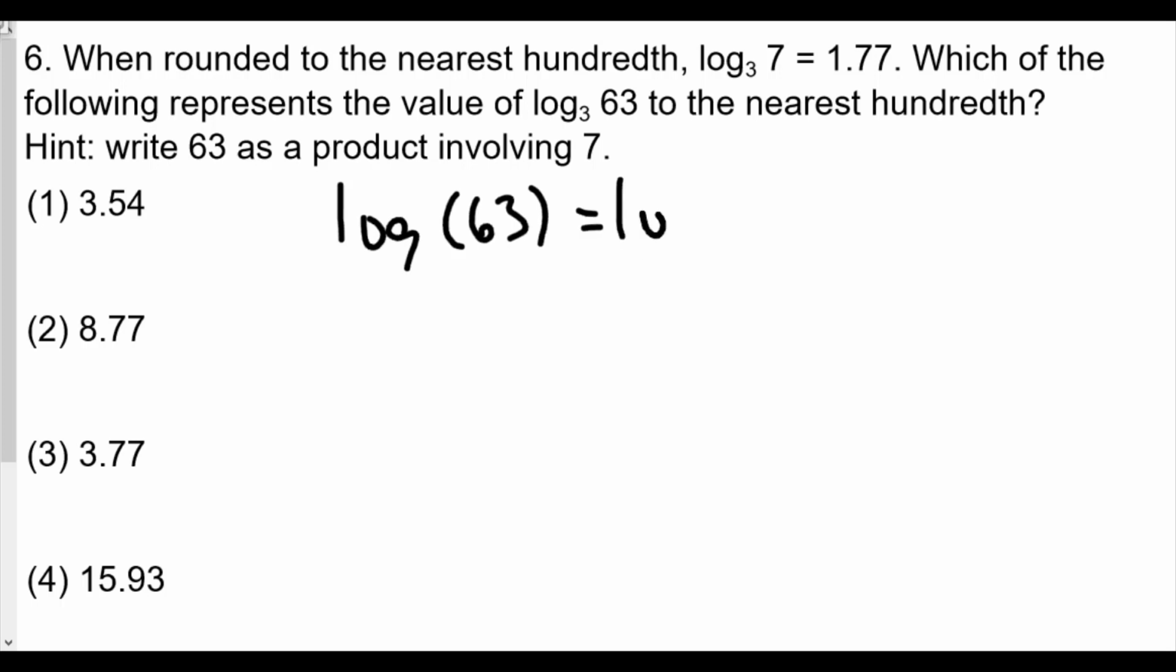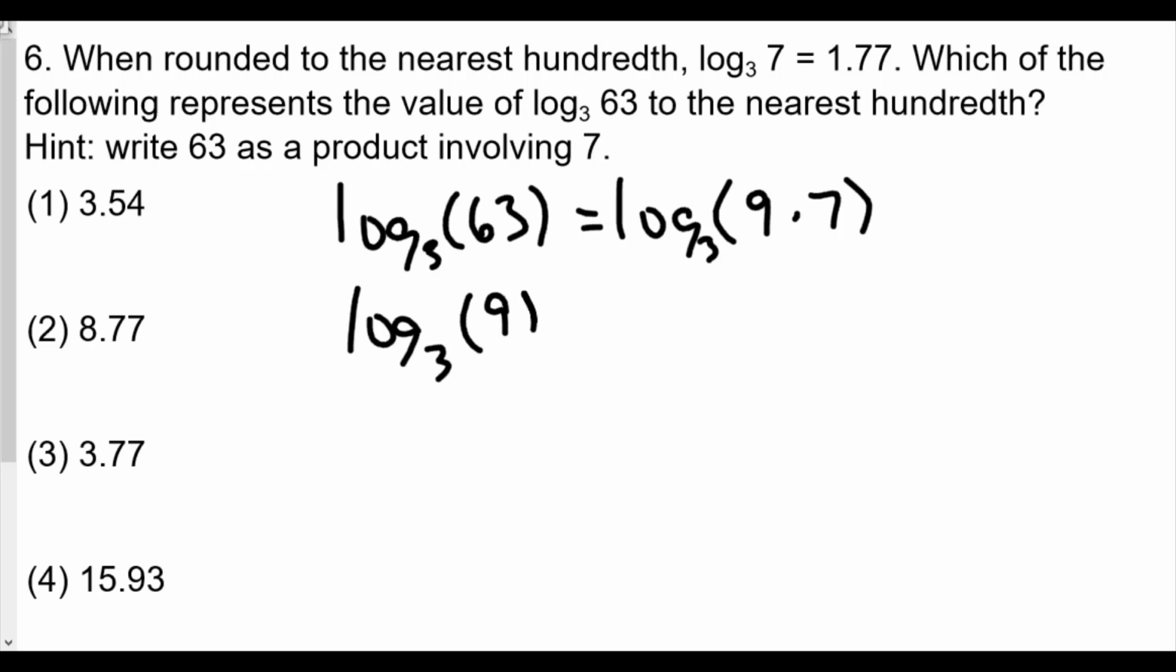So that's equal to the log of 9 times 7. And so here, what we're going to do is we're going to use our product rule. Oh, and by the way, it's log base 3, which is very important for us. So log base 3 of 63 equals log base 3 of 9 times 7. So our product rule says we're going to rewrite them as a sum of two logs, log base 3 of 9 plus log base 3 of 7.